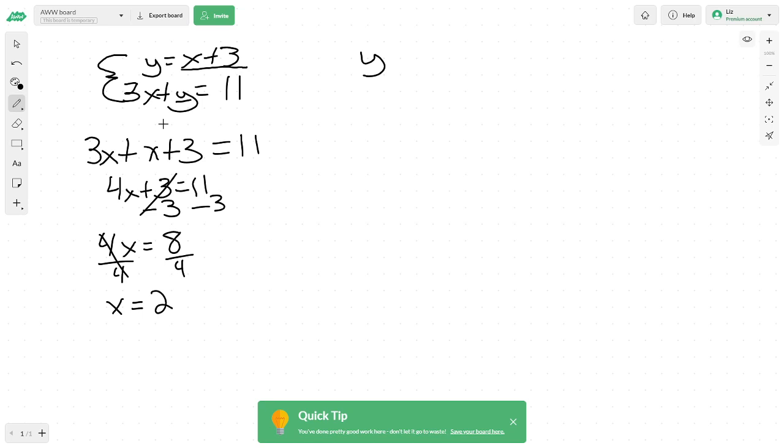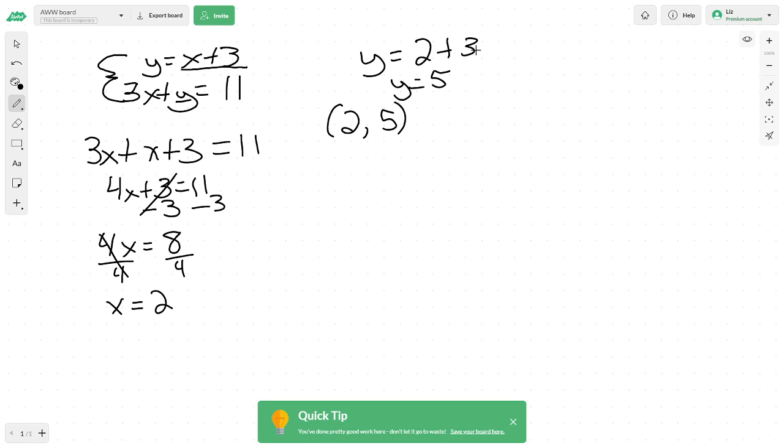So I'm going to plug this 2 in for this x and solve. Oops, that's 3. Let's fix that. Got a little ahead of myself there. y equals 5. And the last step is to put this in an ordered pair, (x, y): (2, 5).